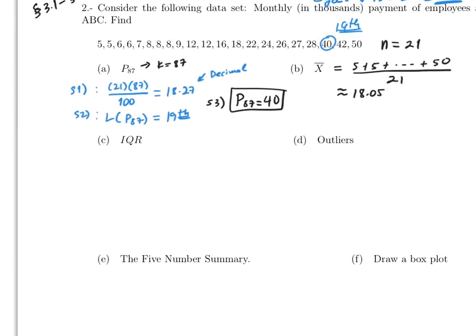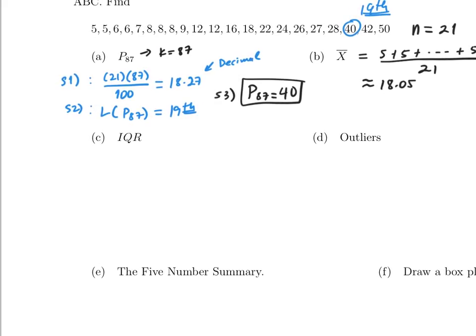Alright, so to find the IQR, remember that the IQR is equal to Q3 minus Q1. But Q3 is the same thing as P75, and Q1 is P25, which means you have to do exactly what we did here. You can also use the calculator. The calculator, if you have a TI 83 or 84, will find Q1, Q2, and Q3 for you.